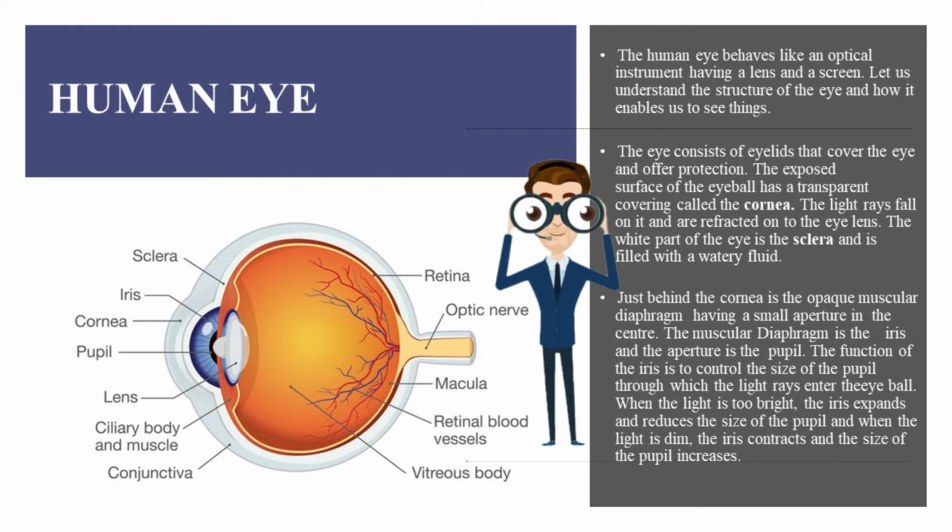The function of the iris is to control the size of the pupil through which the light rays enter the eyeball. When the light is too bright, the iris expands and reduces the size of the pupil, and when the light is dim, the iris contracts and the size of the pupil increases.